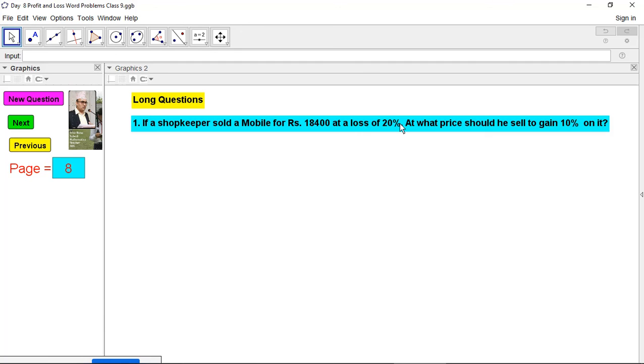Now, moving to these questions, dear students, let me read this question. If a shopkeeper sold a mobile for ₹18,408, a loss of 20%. First part is that. What is this?